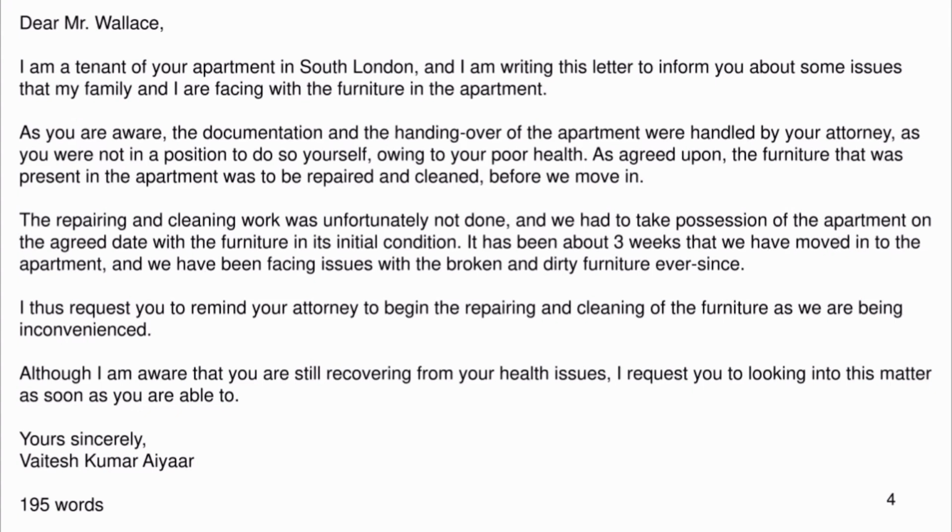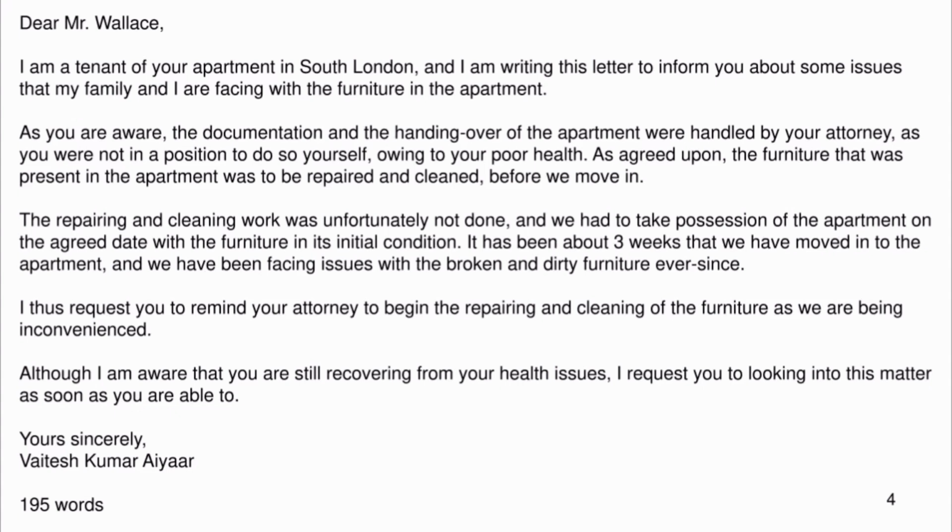As agreed upon, the furniture that was present in the apartment was to be repaired and cleaned before we moved in. The repairing and cleaning work was unfortunately not done and we had to take possession of the apartment on the agreed date with the furniture in its initial condition. It has been about 3 weeks that we have moved into the apartment and we have been facing issues with the broken and dirty furniture ever since.